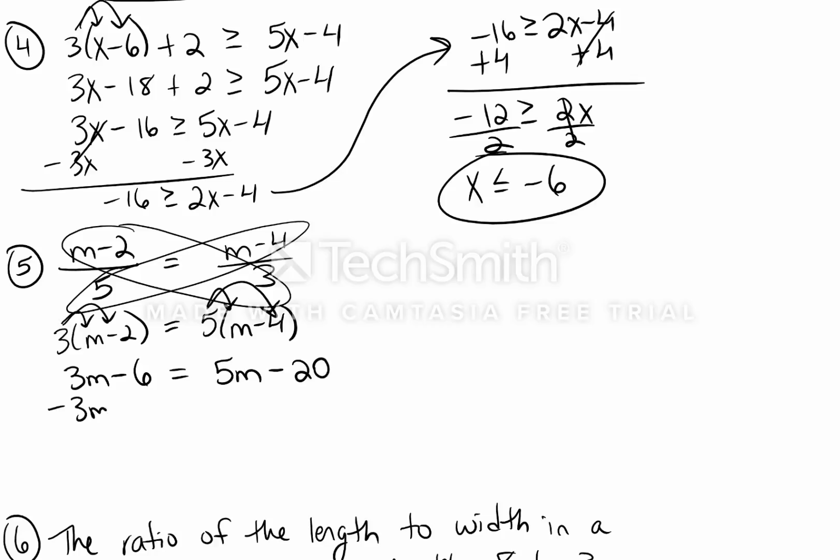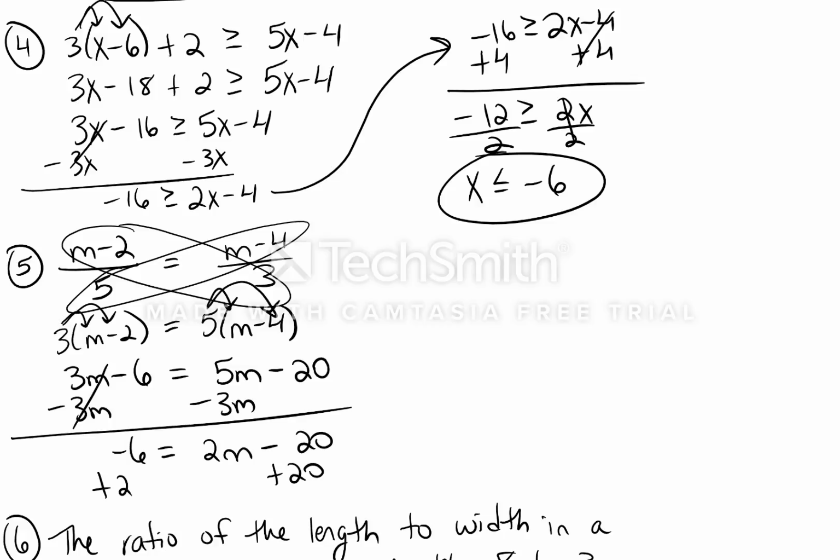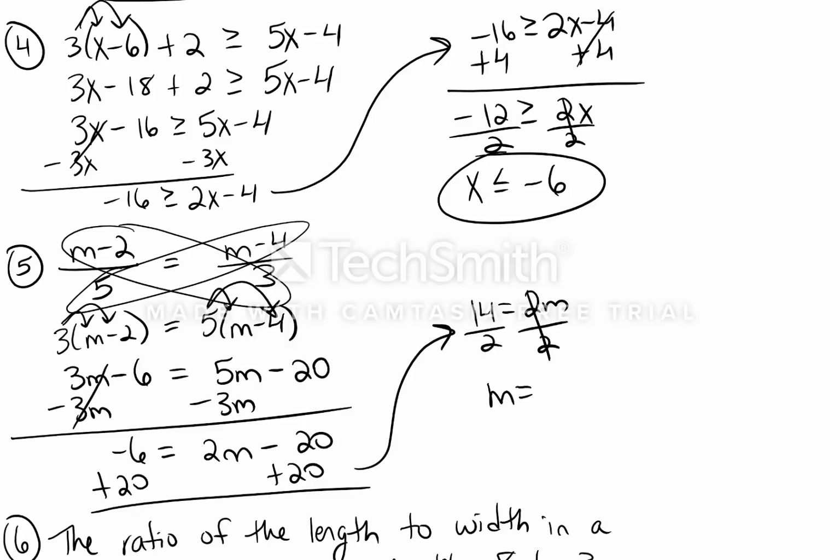Get your m's on the same side, so subtract 3m from both sides. Add down, negative 6 equals 2m minus 20. Get your constants together, so add 20 to both sides. You get 14 equals 2m. Solve for m by dividing both sides by 2. Again, write your variable on the left, m equals 7.